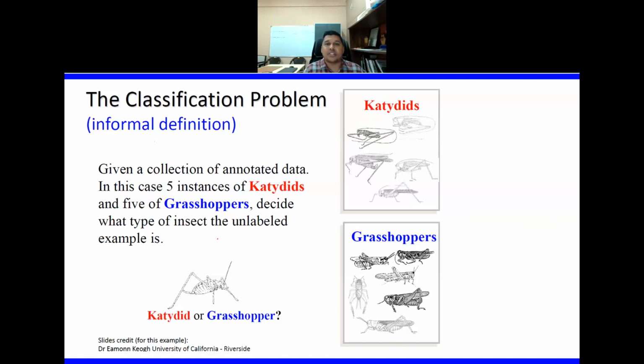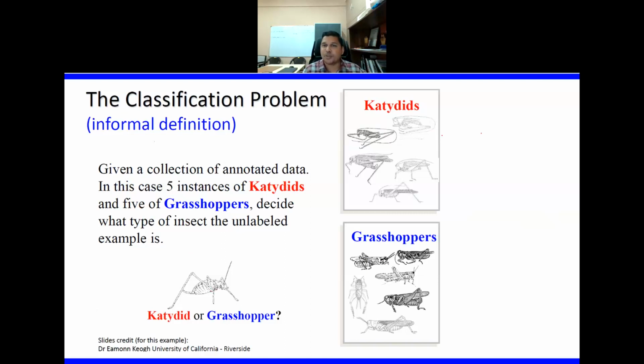Okay, what is the problem? Let's try to understand the problem. It's a very interesting and important example. With this, you will understand why we are studying probability and probability distributions for machine learning. So given a collection of data of two different insects, katydids and grasshoppers, two different insect data sets are given to us. Decide what type of insect the unlabeled data is.